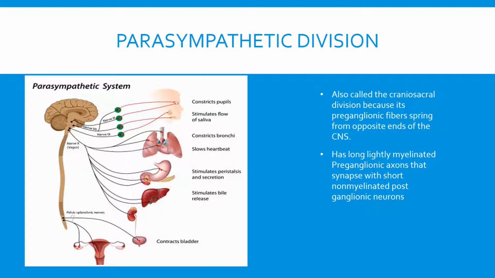The parasympathetic's preganglionic axons are very long. They reach out to the terminal ganglia, which lie very close to, if not on, the effector organ, thus making the postganglionic axons very short.